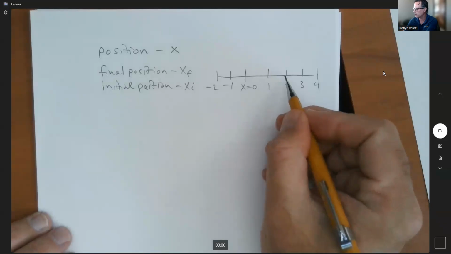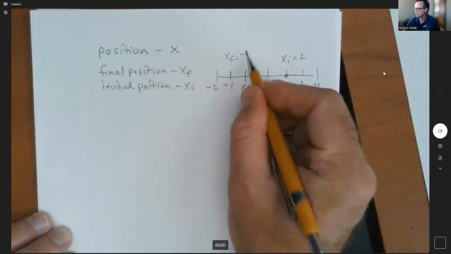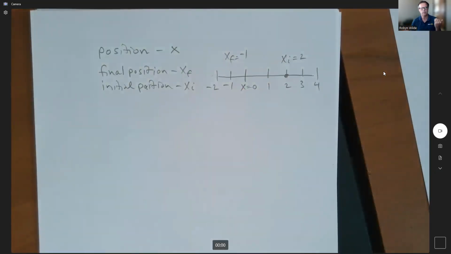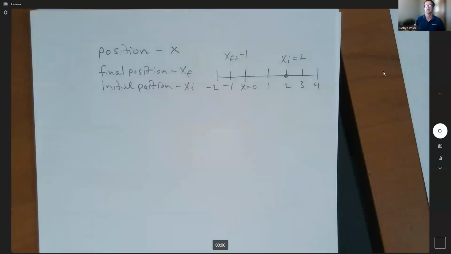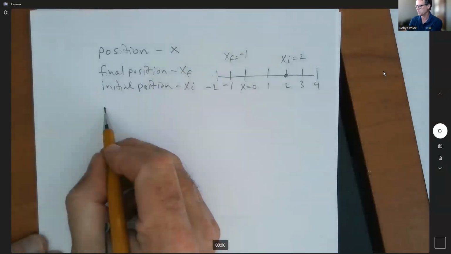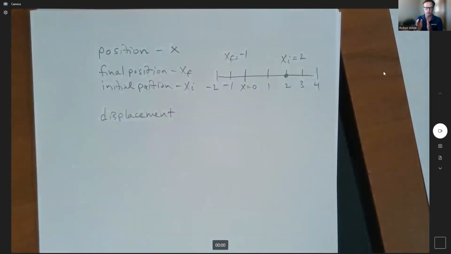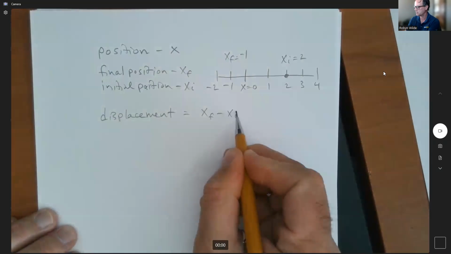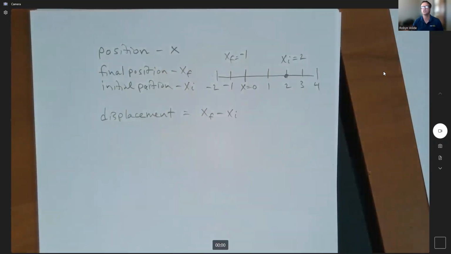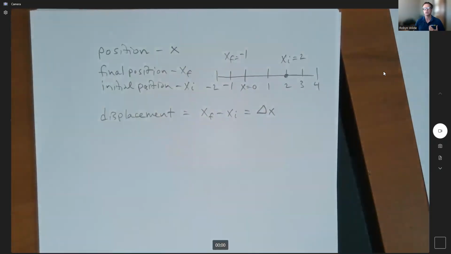So let's say I moved from X initial equals 2 to X final equals -1. Right? I would be moving backwards. I'm moving to the left. This is my initial position, and I'm moving over here to my final. Now, I'm going to define something called displacement. And displacement basically is just the distance that you have moved from where you started to where you finished. So it's just going to be X final minus X initial. Now, since it's a change in X, I can use the mathematical notation delta X. So in the book, you will see the displacement called delta X.